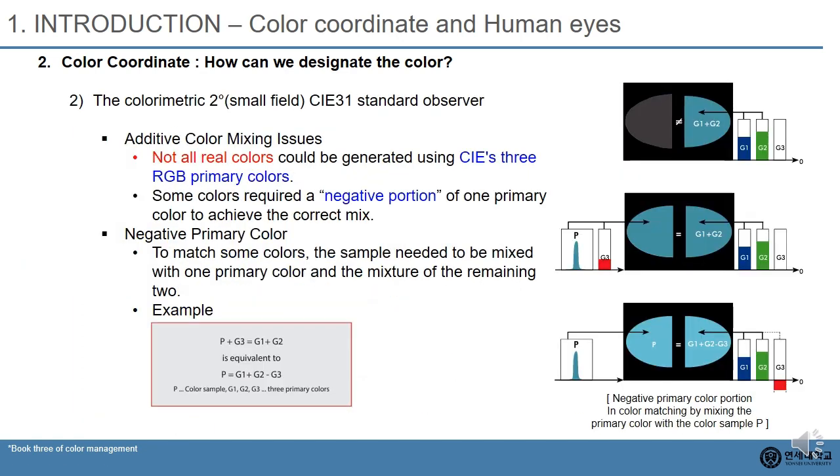The CIE 1931 standard observer is based on the fovea, where vision is sharpest, approximately 2 degrees from the optical axis. However, this standard does not accurately reflect observations in short wavelengths. To address this, the CIE introduced the 10-degree standard observer. Actually, not all colors could be generated using CIE's three RGB primary colors.